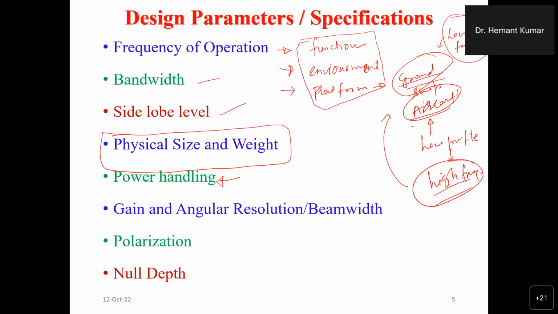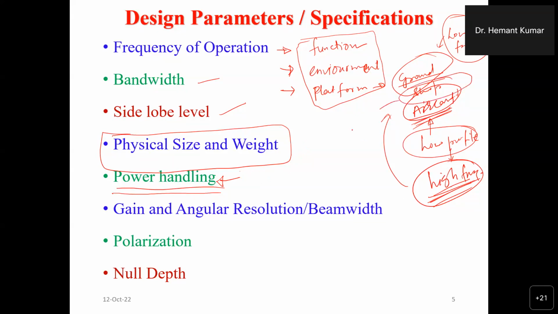In aircraft application, we have to work for a low profile antenna, basically at higher frequency. If you work at higher frequency, the constraint will be power handling. Power handling will not be much, and if you are able to transmit less power, the range of the target will also be limited, right? So there are restrictions.